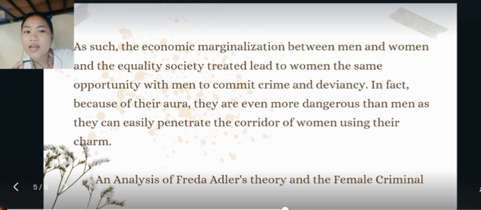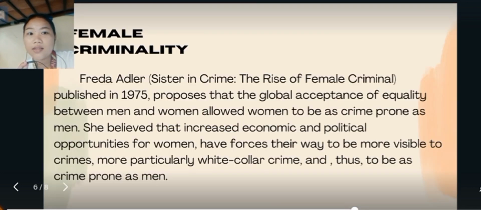An analysis of Freda Adler's theory of female criminality. Freda Adler, Sisters in Crime: The Rise of the New Female Criminal, published in 1975, proposes that the global acceptance of equality between men and women allowed women to be as crime-prone as men. She believed that increased economic and political opportunities for women have forced their way to be more visible in crimes, more particularly white-collar crime, and thus to be as crime-prone as men.